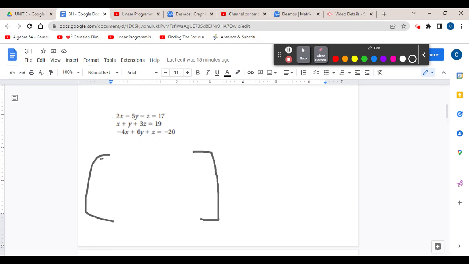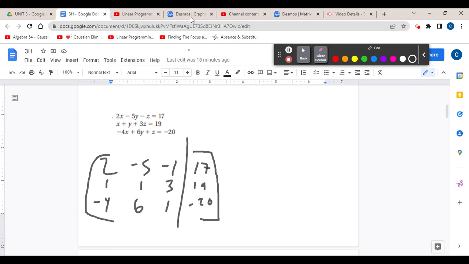So we have 2, negative 5, negative 1, 17. We have 1, 1, 3, 19. And we have negative 4, 6, 1, negative 20. Put a bar through there in order to divide those numbers out. All we did is rewrite this system of equations as a matrix. Make sure the z's, y's, and x's are all lined up, which they are. It's good.